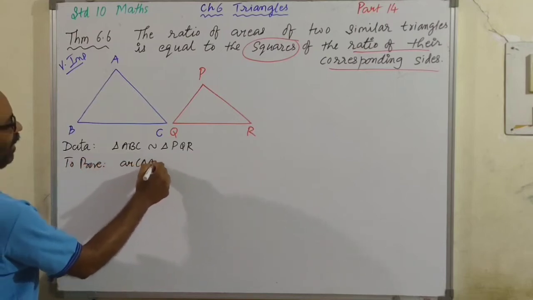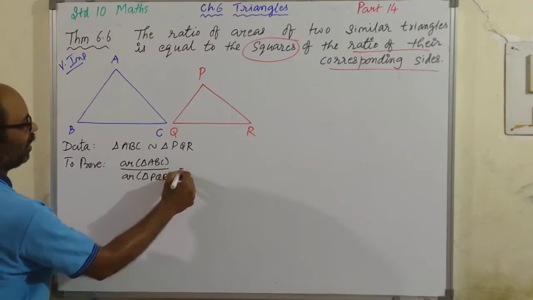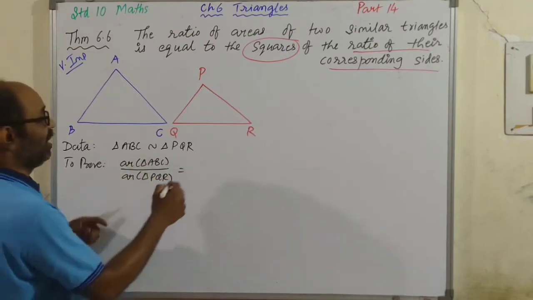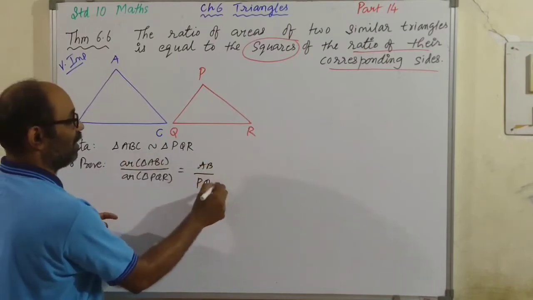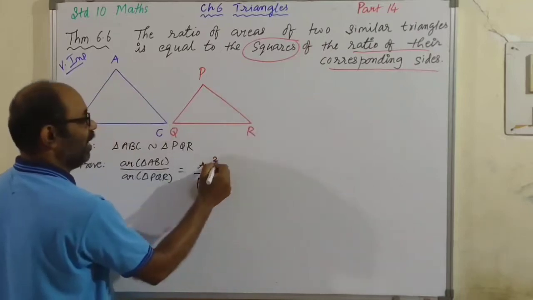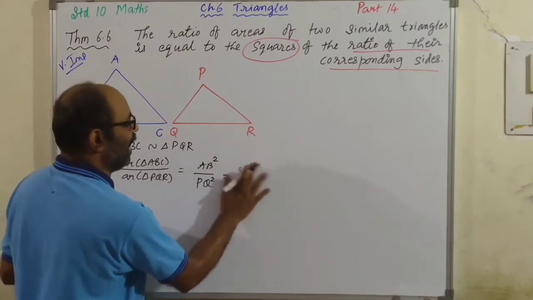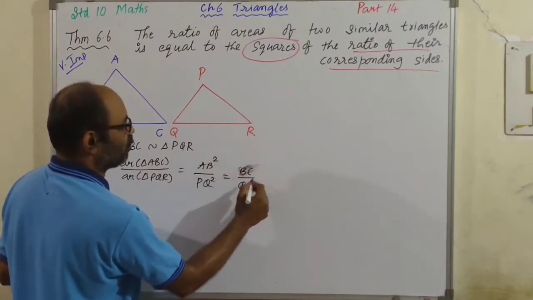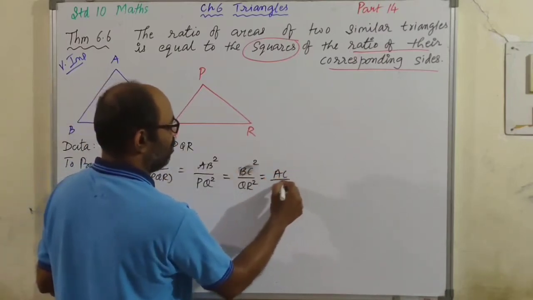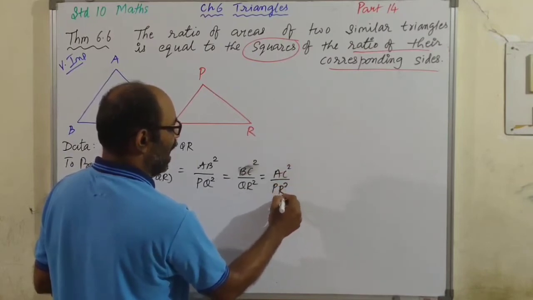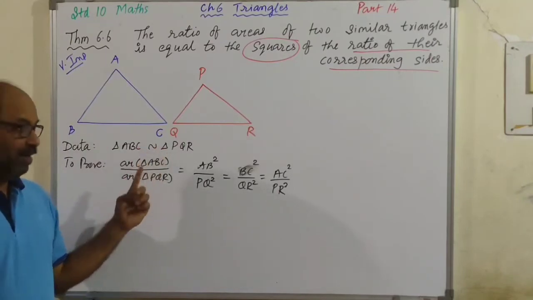Area of triangle ABC upon area of triangle PQR, that is the ratio of their areas, is equal to AB and its corresponding side PQ, but then squares. So AB square upon PQ square is equal to BC and QR are corresponding sides, but their square. AC and PR are corresponding sides, but we have to take their squares. This is the result when two triangles are similar. We have to prove this.